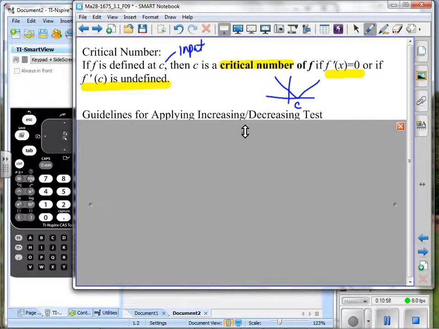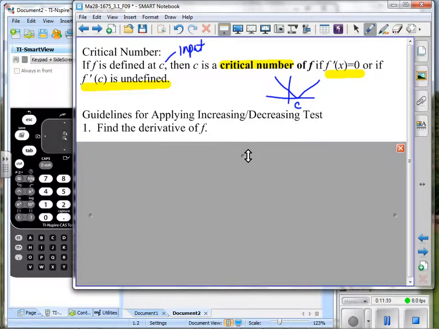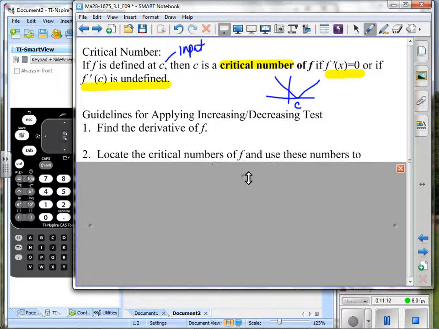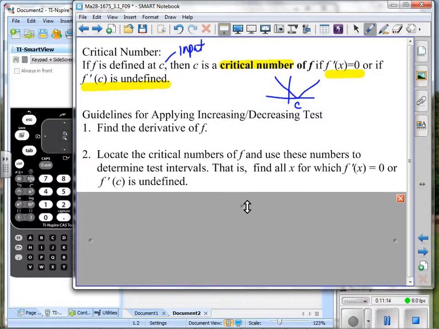Okay, guidelines for applying. I want you to put all your pencils down. I don't want you to do this. If you want to know these notes, you can go back and find it, but this is too much writing for you to focus on that. Let's just listen for what we're doing here. Find the derivative. Did we do that? Yeah. Okay. Locate the critical numbers and use those numbers to determine the test intervals.